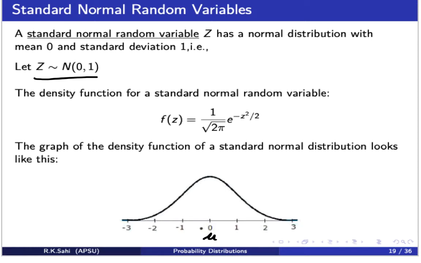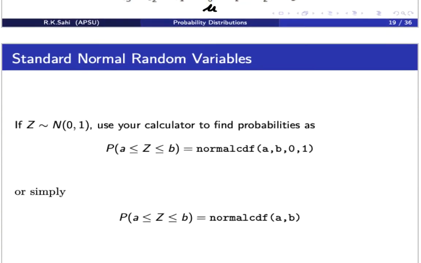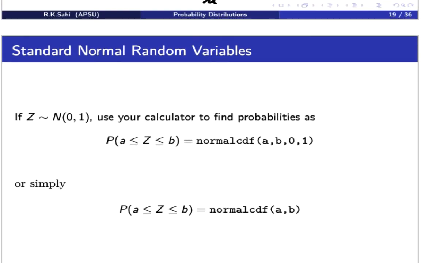Now, how would we use our calculators? The formula is, if Z has a normal distribution with mean 0 and standard deviation 1, and we are looking at the probabilities between the lower and the upper end, A and B respectively, we write normal CDF, the lower end A and the upper end B, and by default it is 0 and 1. So whenever you can simply write normal CDF and you write A and B, by default your calculator will assume that you're in a standard normal mode.